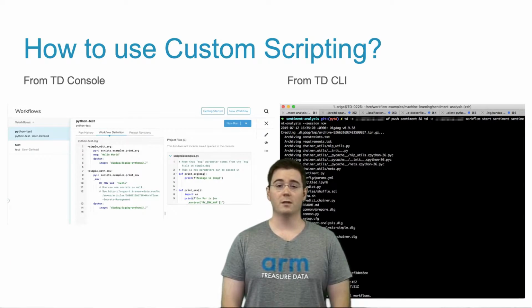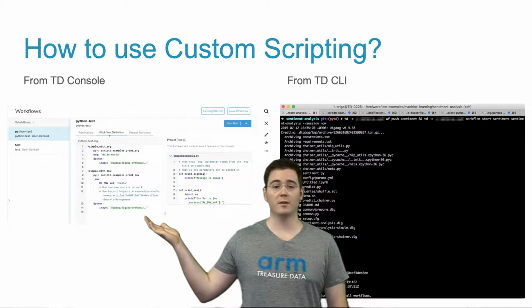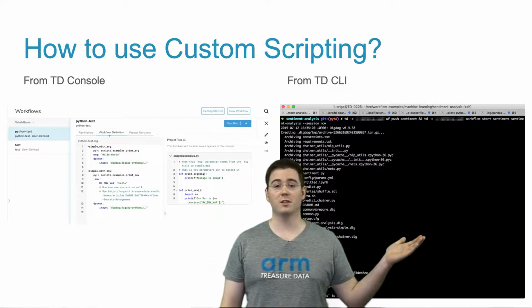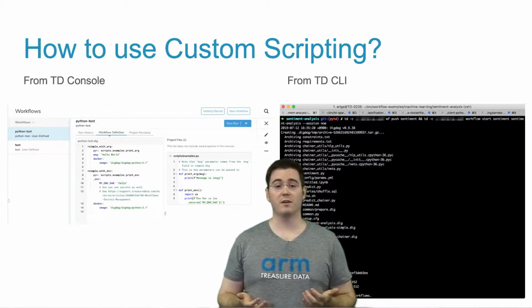So to use the Python custom scripting feature, you've got two options. You can either use the online web interface through the TD console, or you can use the command line interface through the treasure data tool belt. Either one will work just fine for you. It just depends on what your preferred method of interaction is.